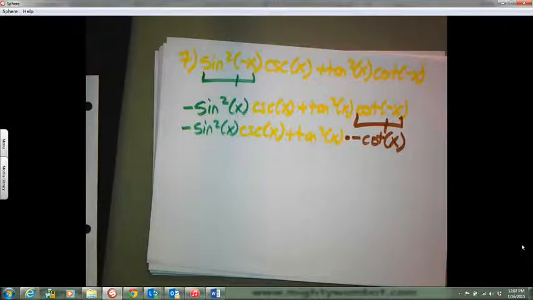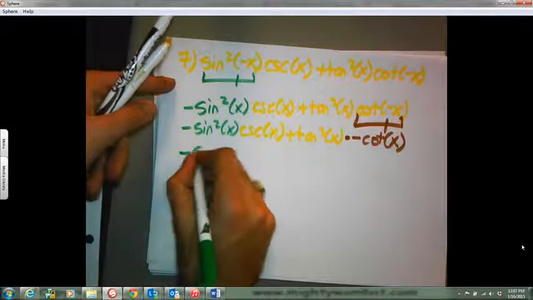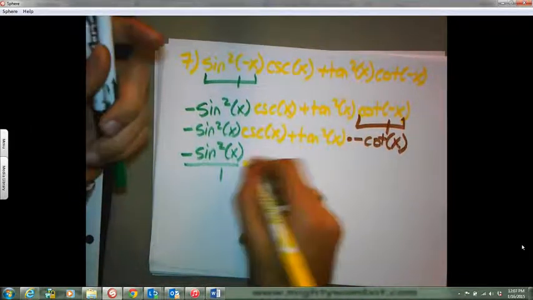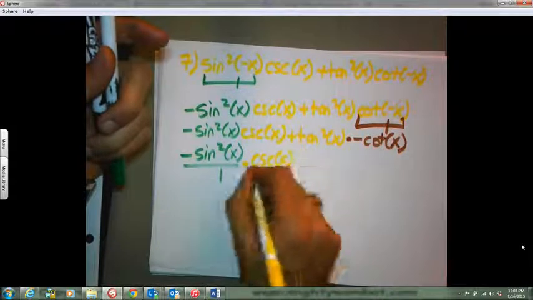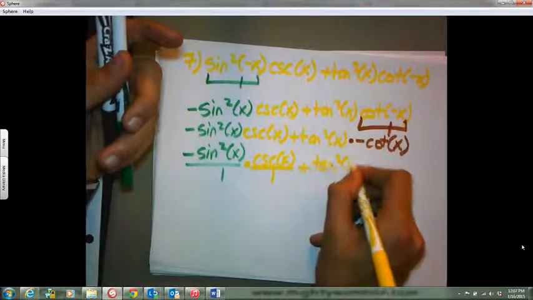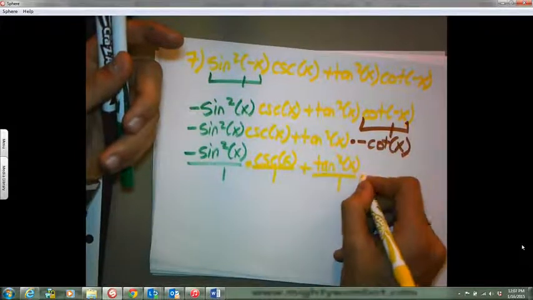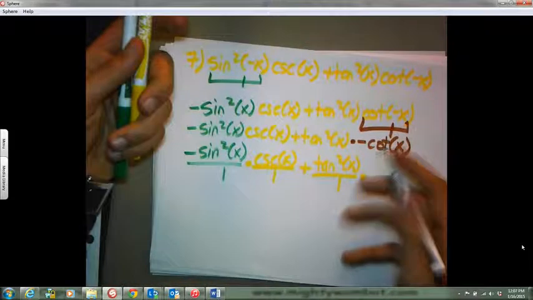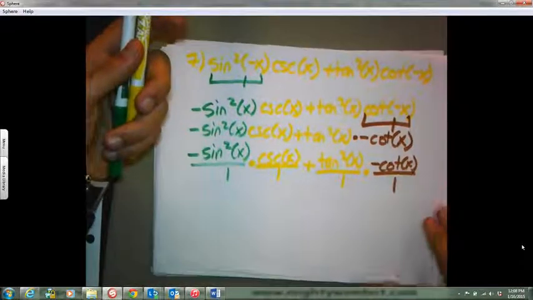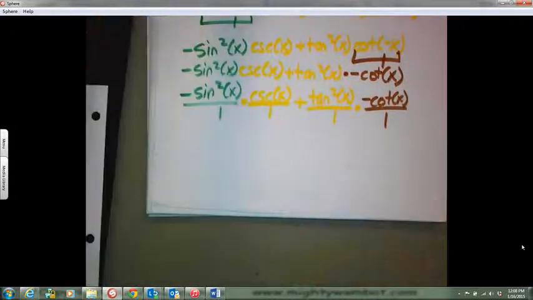I'm now going to just do a little rewrite, nothing too formal. Just going to rewrite as this. Remember, any number can be written as a fraction over 1, because anything divided by 1 is itself.